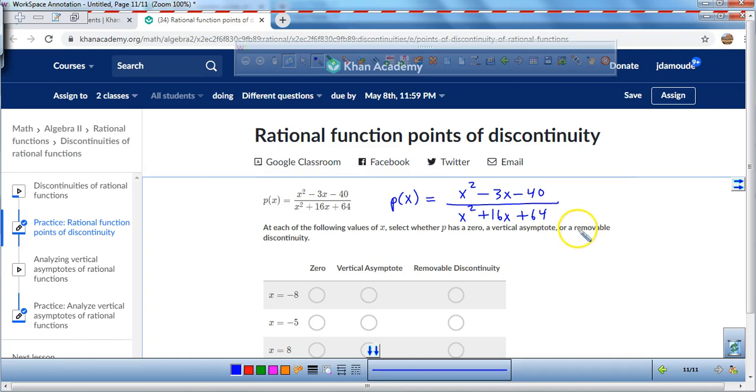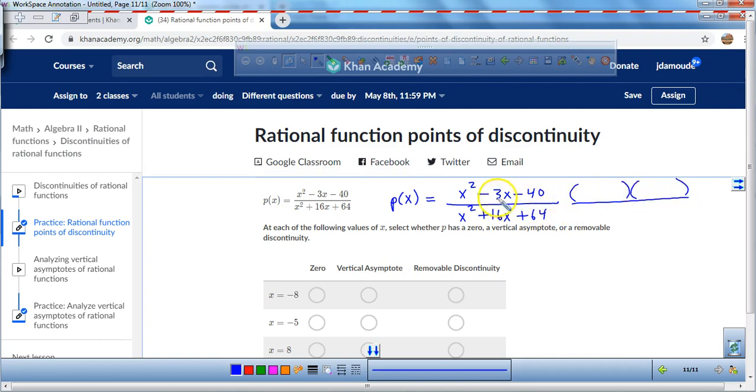We're going to do 4 problems. Hopefully by the end of the 4 problems you'll understand what a zero is, what a vertical asymptote is, and what a point of discontinuity is, also known as removable discontinuity. But you also need to know how to factor. So we're going to factor the numerator.